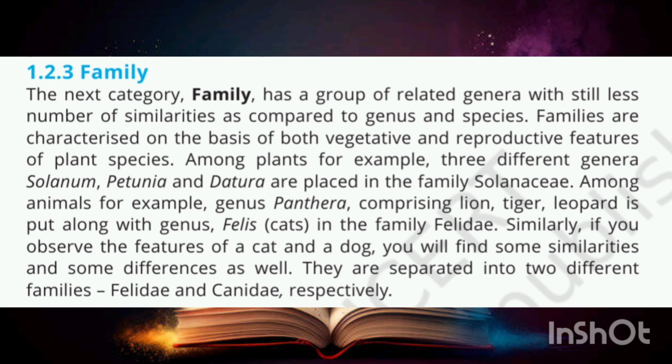Identification: Family. The next category, family, has a group of related genera with still fewer similarities as compared to genus and species. Families are characterized on the basis of both vegetative and reproductive features of plant species. Among plants, for example, three different genera, Solanum, Petunia, and Datura, are placed in the family Solanaceae.